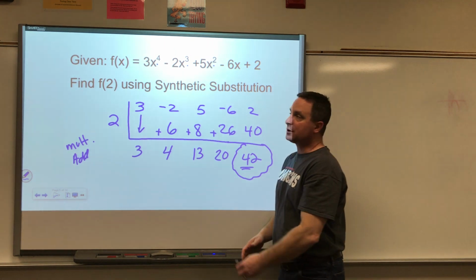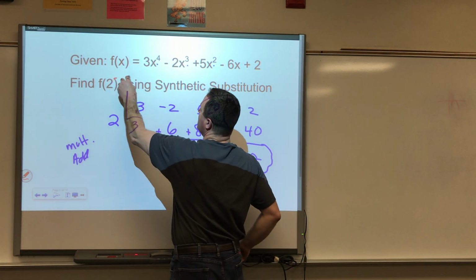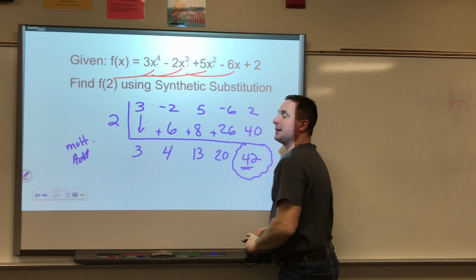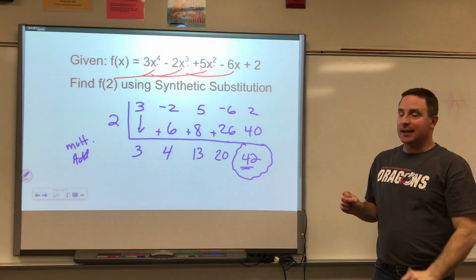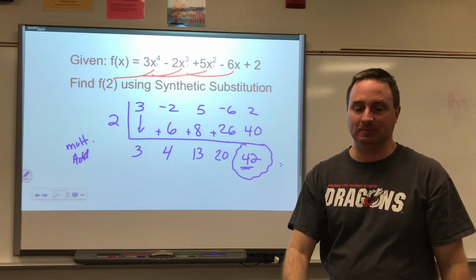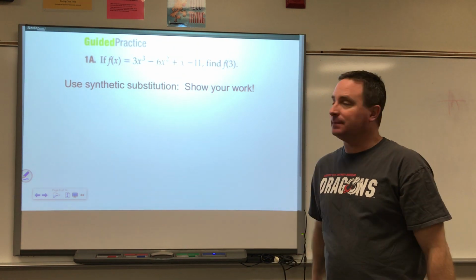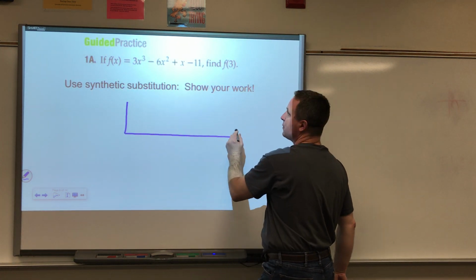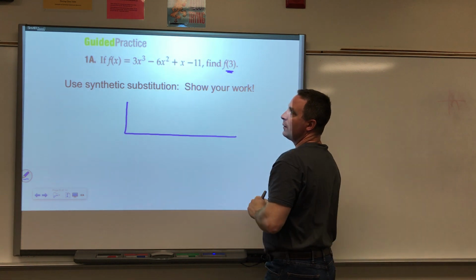You can certainly use your calculator, like I said. You can take this 2 and plug it in there, there, there, and there. You can do it all right on your calculator as a little check. So a nice, easy way to check. Let's try another one. Let's use synthetic substitution to evaluate this function when x is 3.